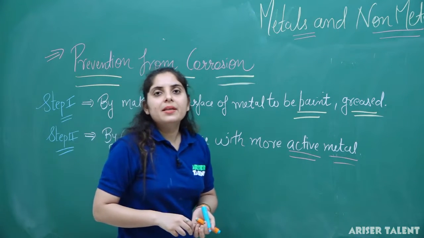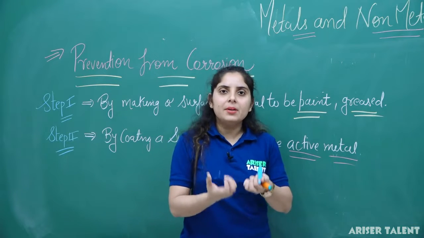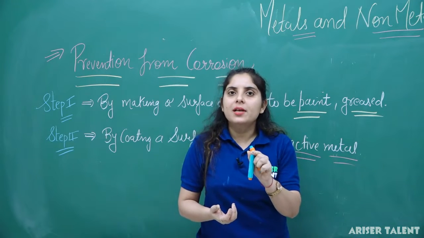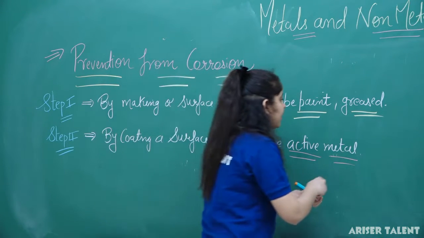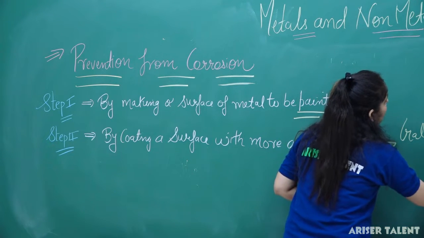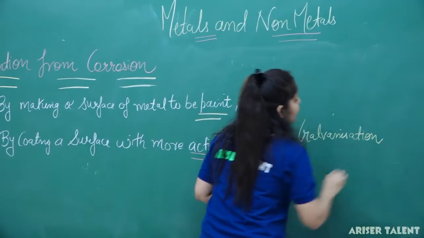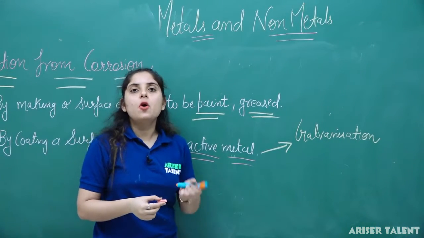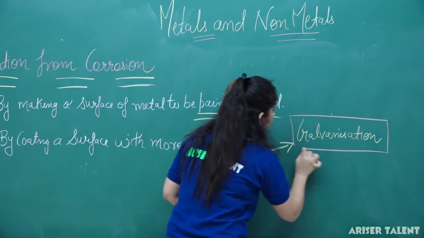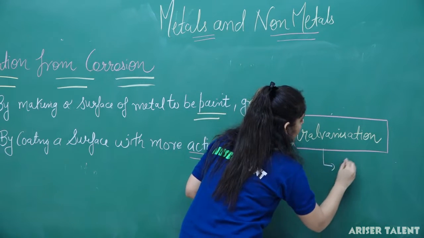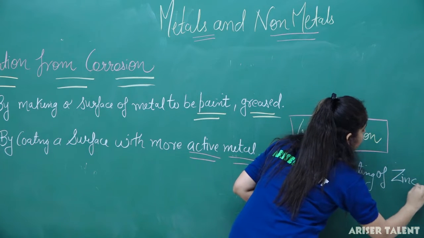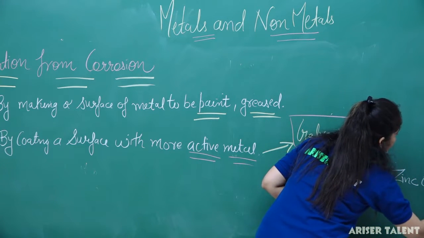General example of this will be galvanization. Galvanization basically means coating the surface of the iron with a metal that is more active, usually zinc. So what will be the process here? In this process, we have the basic method that is called galvanization. Galvanization is a process of coating zinc over the surface of the iron. So what is galvanization? It is coating of zinc over iron.